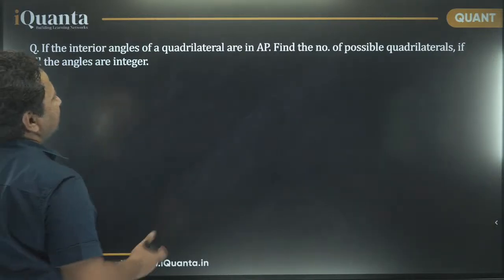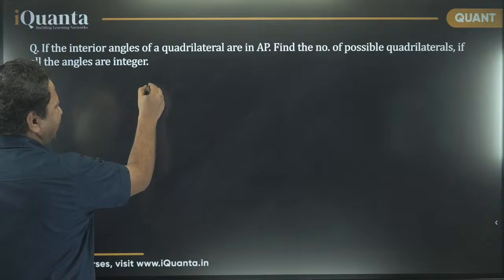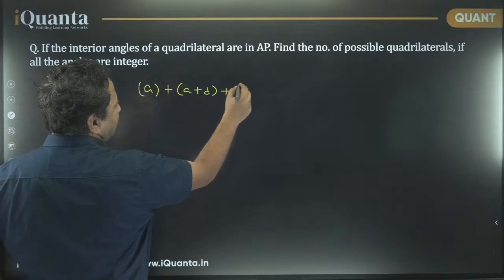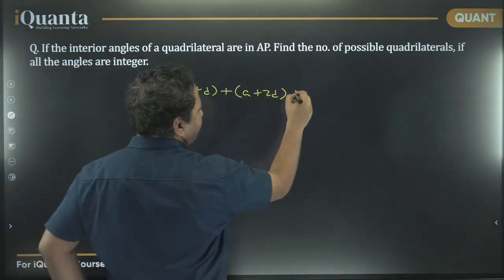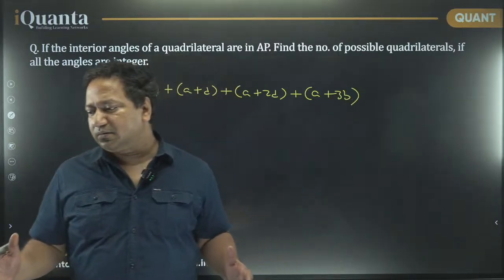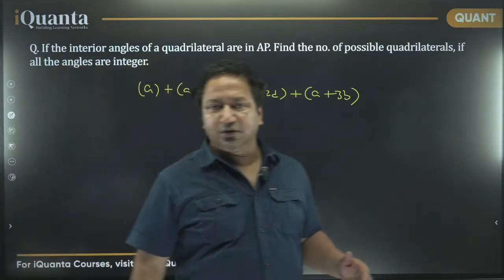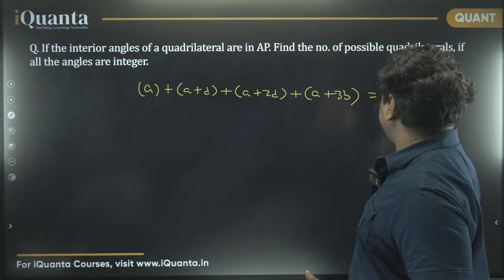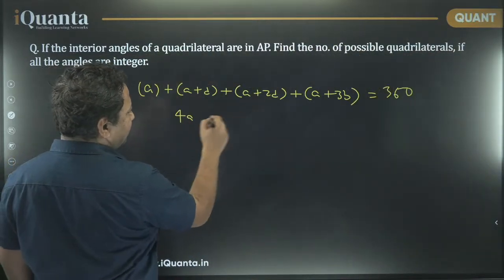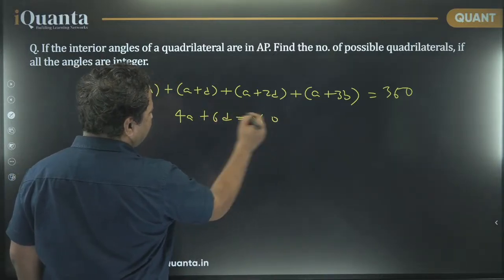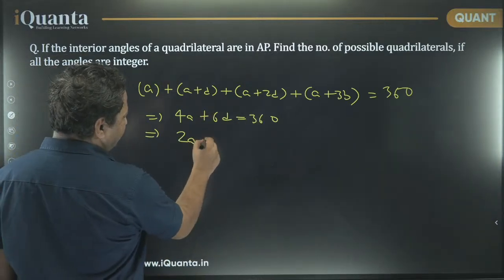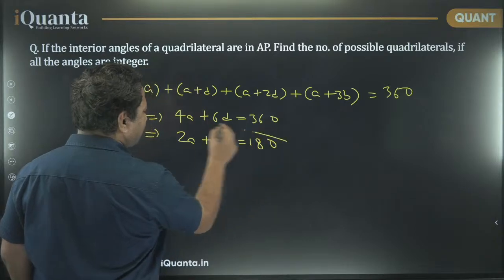So, it's an AP. Let the angles be A, A plus D, A plus 2D, and A plus 3D. By the way, what is the sum of angles inside a quadrilateral? You know that, don't you? It's 360, right? So if I open the brackets, I get 4 times A and 6 times D. That is 360, right? Let's divide by 4. Dividing by 2, we'll have 2A plus 3D is equal to 180. That is what we have.